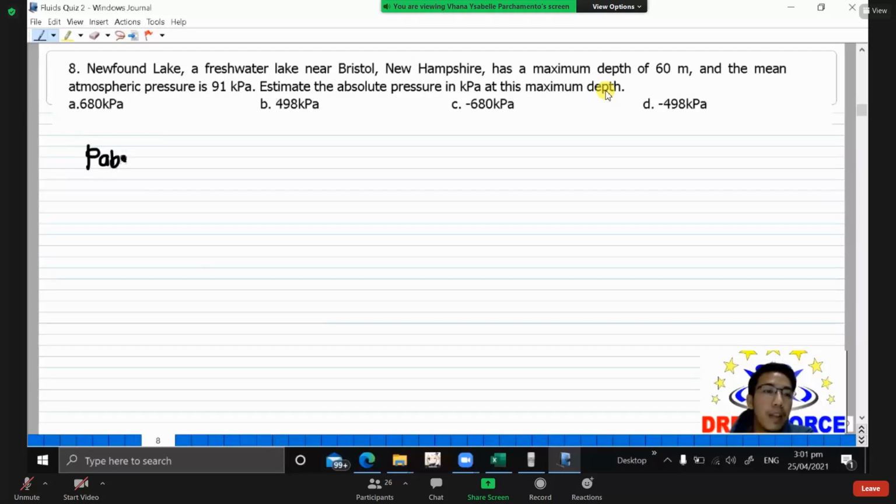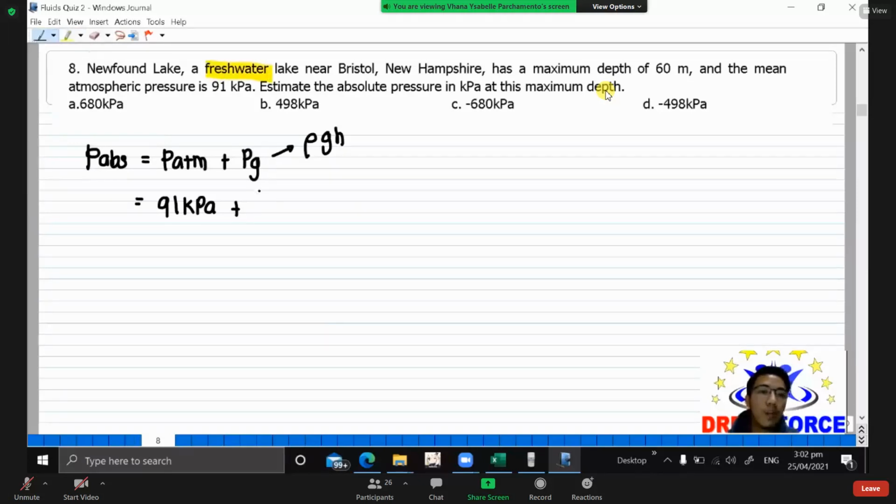Okay, so meron tayong formula dito for your absolute pressure, P_abs. That is equal to your atmospheric pressure plus the gauge pressure. Again, saka ka lang magma-minus dito pag vacuum yung ating gauge reading. Okay, atmospheric pressure, nagbigay siya doon, we have 91 kilopascal. Okay, plus gauge pressure, meron tayong rho g h.